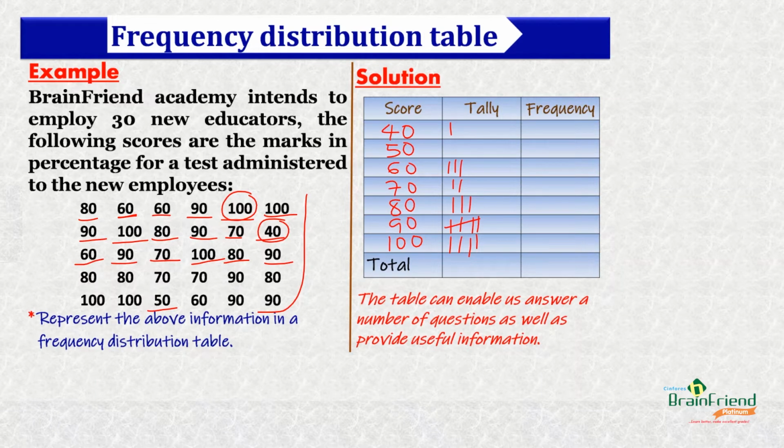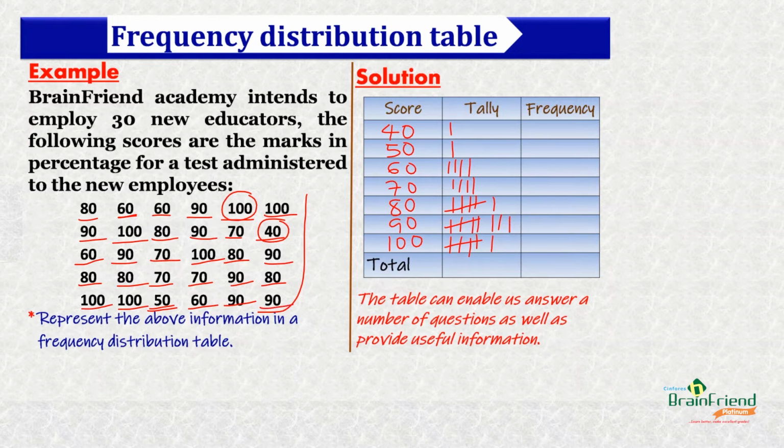Now we continue: 80 and another 80. So we cross. We have 70, 70, 90, 80, 100. We cross. 100, a stroke. 50, 1, 60, 90, and another 90.